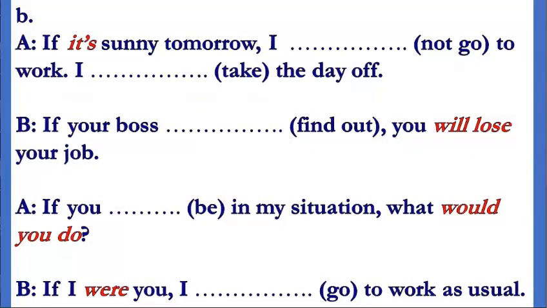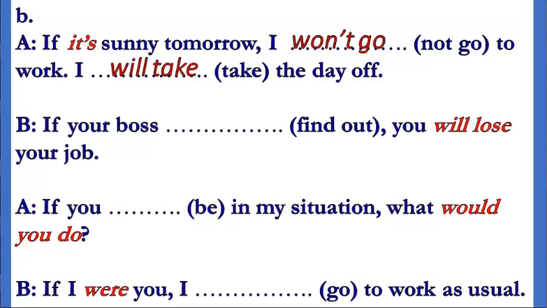The first sentence in B: if it's sunny tomorrow, it means the present simple. I not go to work, I take the day off. There is a possibility, something which is likely to happen. So we have to use will. Will not go or won't go, and will take the day off.